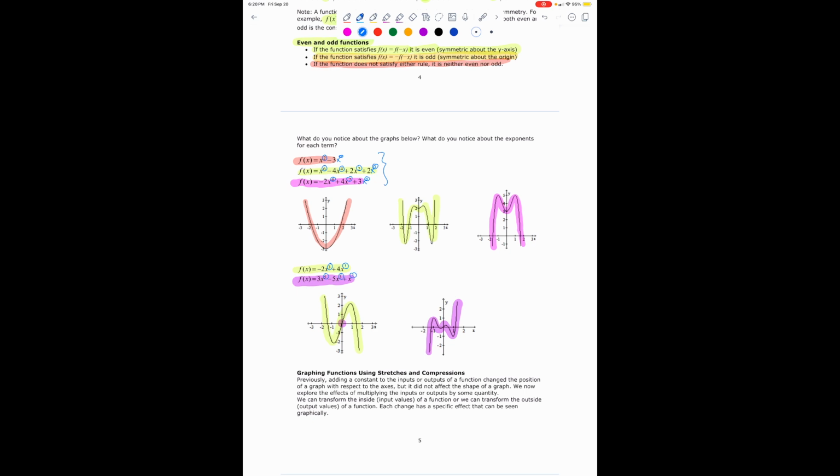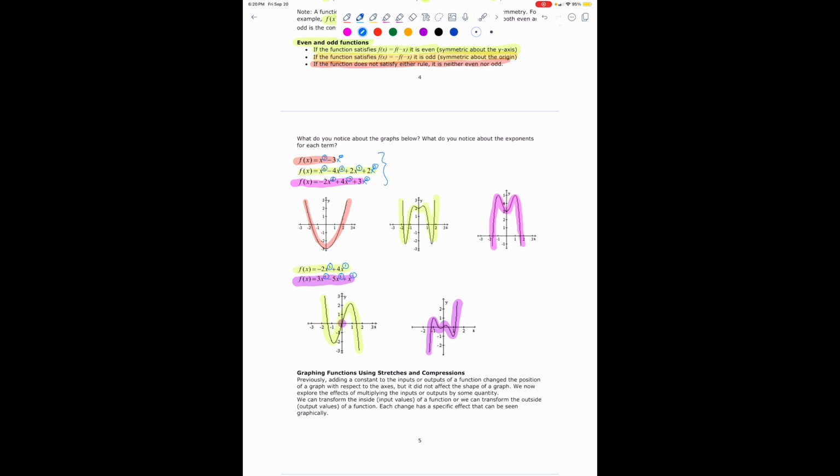So when all of the powers are odd, or every term in the function has a power that is odd, the function is going to be odd, or symmetrical about the origin. So you can tell just by looking at the powers here, with a little bit of observation, we came up with this rule.